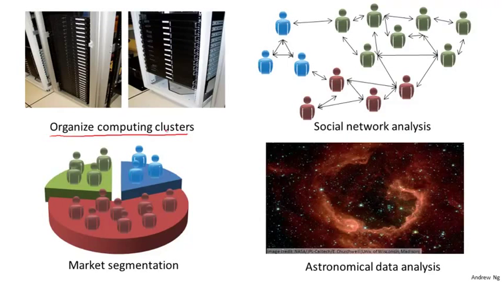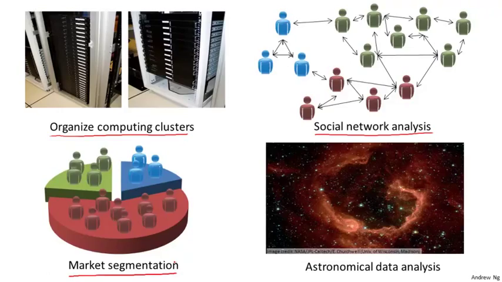Here's the second application, social network analysis. So given knowledge about which friends you email the most, or given your Facebook friends or your Google Plus circles, can we automatically identify which are cohesive groups of friends, or so which are groups of people that all know each other? Market segmentation. Many companies have huge databases of customer information.